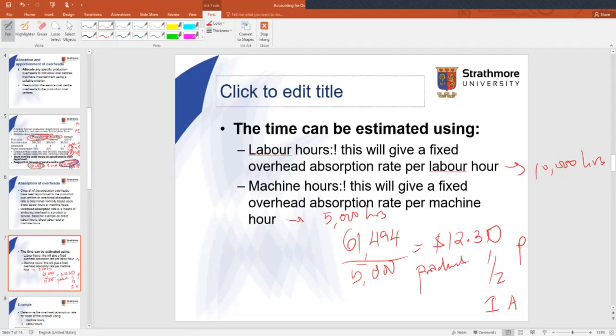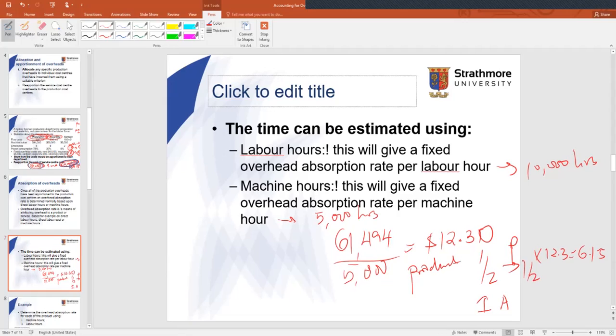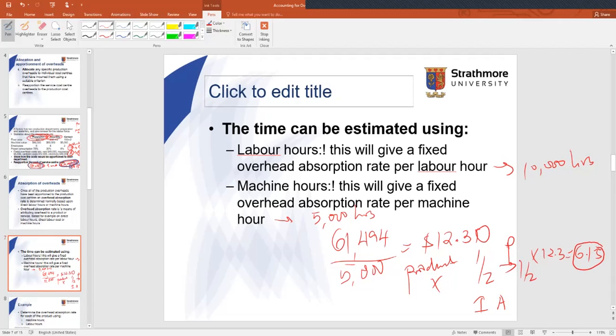When it comes to the absorption of the overhead of the preparation department, the cost will be equal to half an hour times 12.3, which is 6.15. Therefore, we are going to allocate 6.15 as overhead from the preparation department to the cost of product X. The same process follows in the assembly department: 1 hour multiplied by the overhead absorption rate based on the machine hour for the assembly department.